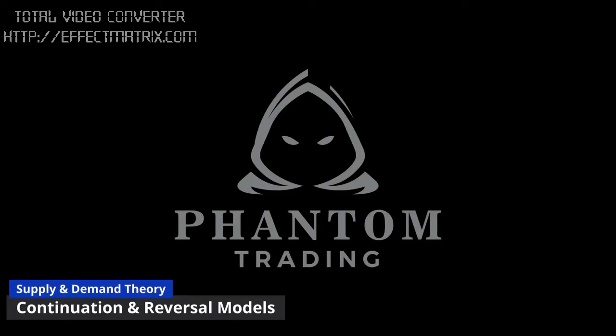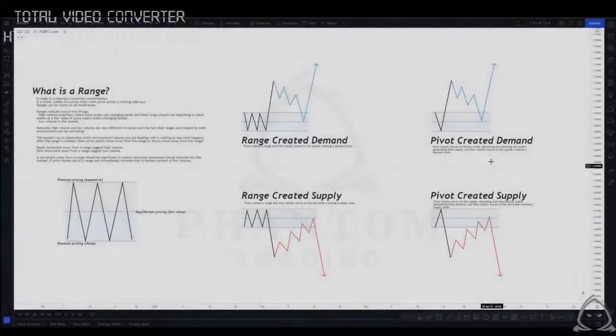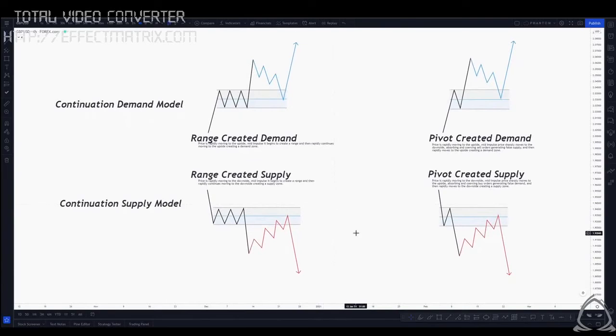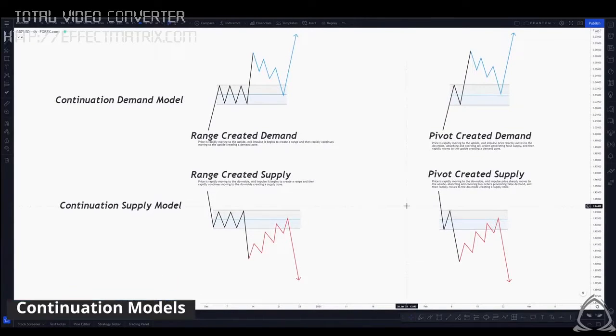Now that we know how to identify and map out supply and demand zones, whether it be range created supply or demand or pivot created supply and demand, now we can move on to the different types of these zones, whether they be continuation or reversal type models. So right here what we have are continuation models for supply and demand.